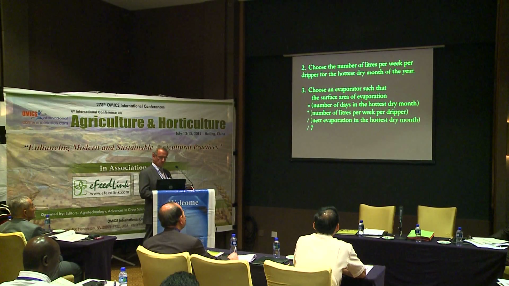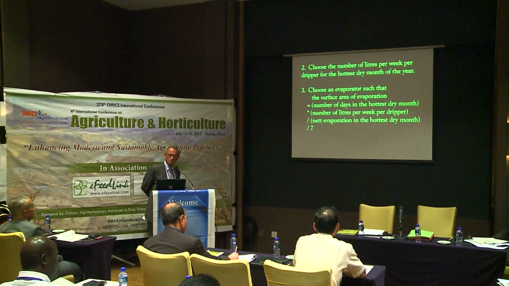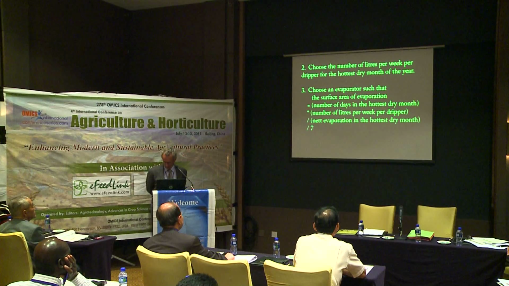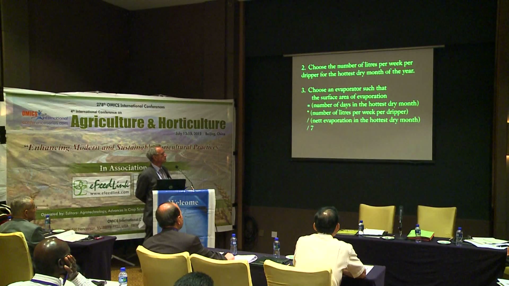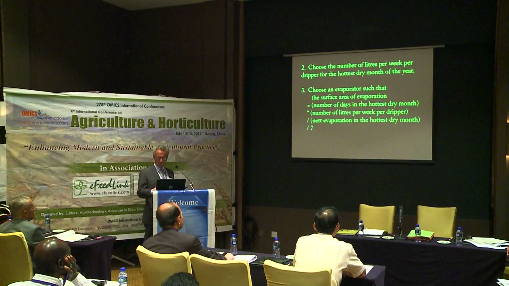2. Choose the number of litres per week that you would like each dripper to deliver during the hottest dry month of the year. 3. You now need to choose an evaporator such that the surface area of evaporation equals the number of days in the hottest dry month multiplied by the number of litres per week per dripper, divided by the net evaporation in millimetres during the hottest dry month, divided by 7.